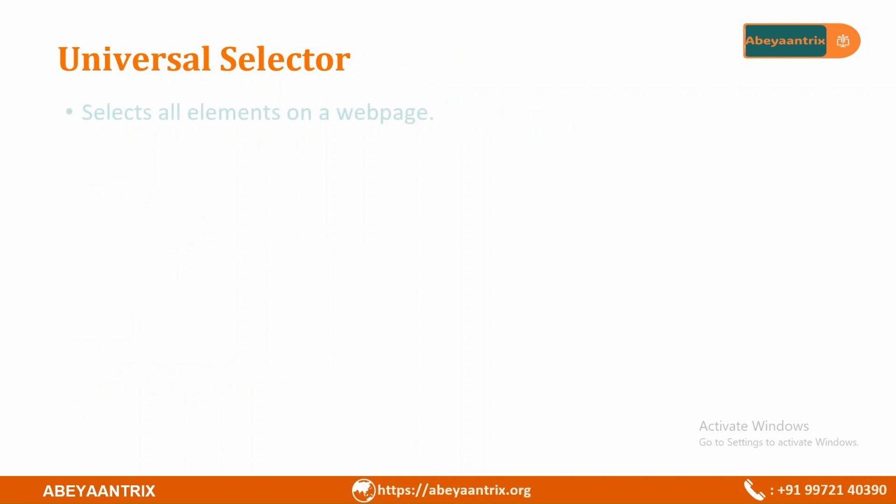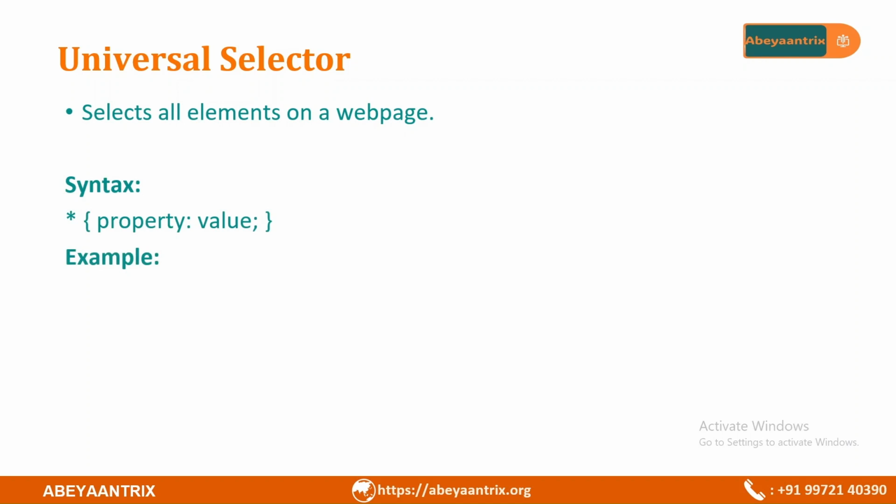The universal selector uses an asterisk mark. It selects all elements you defined in your page, so it targets every element on your web page. You can see the syntax here: you use the star, put curly braces, and add the styling properties, and it will apply to all the elements you defined in a particular page.